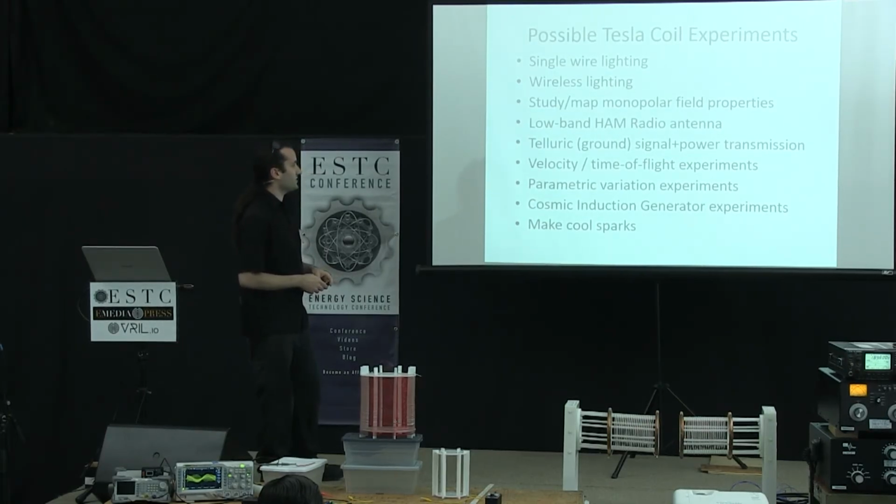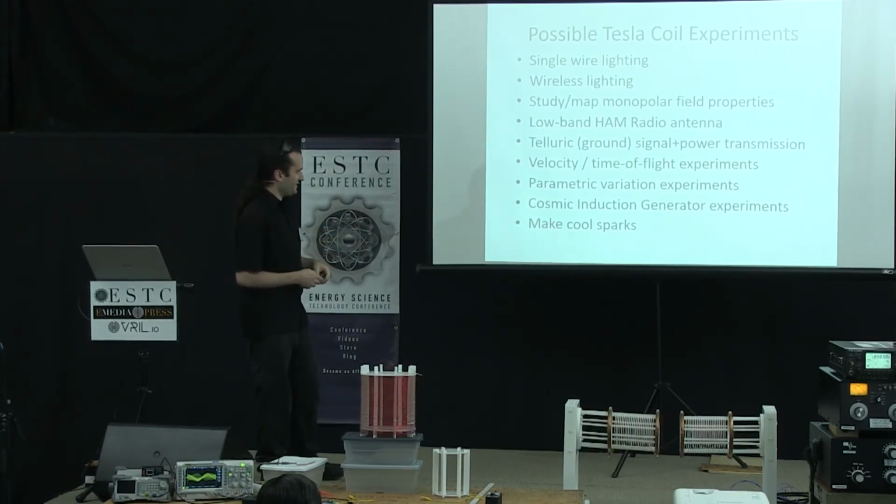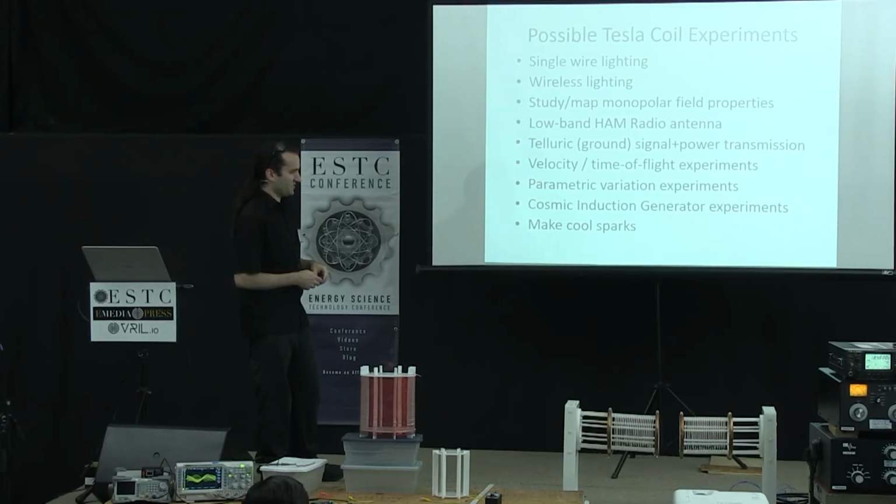Telluric, or ground signal power transmission. If you connect this to a ground and you drive the Tesla coil that way, you end up turning the ground into your antenna. Unfortunately, there's no way of cheating. So in a normal ham radio, you need a really big antenna to get a long way. In the Tesla mode, you need a really good ground.